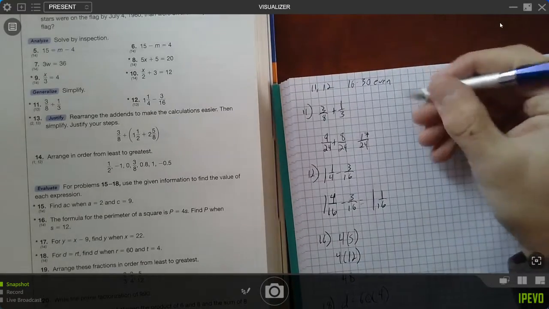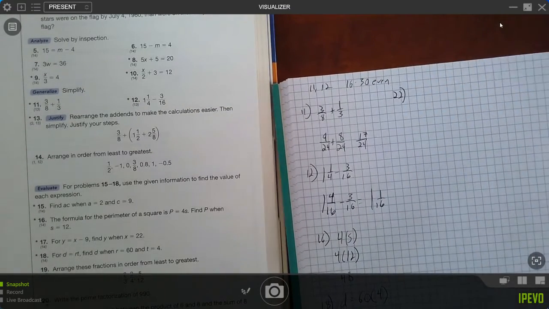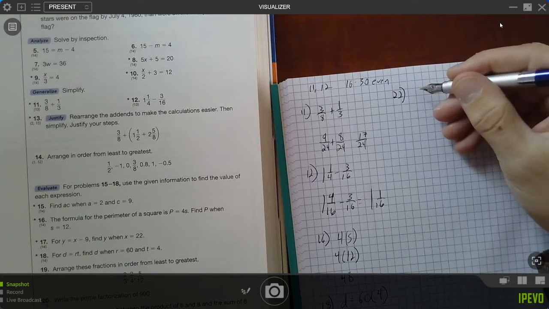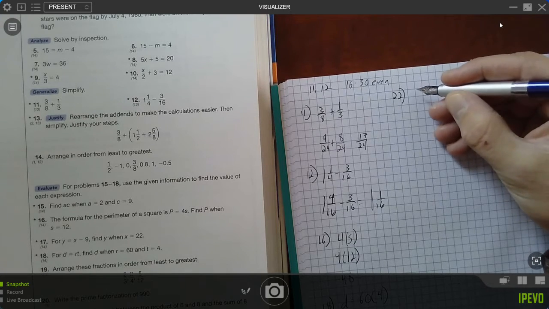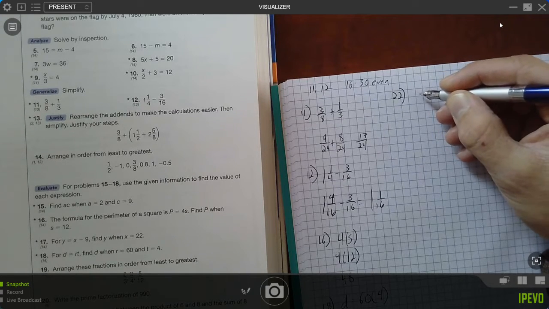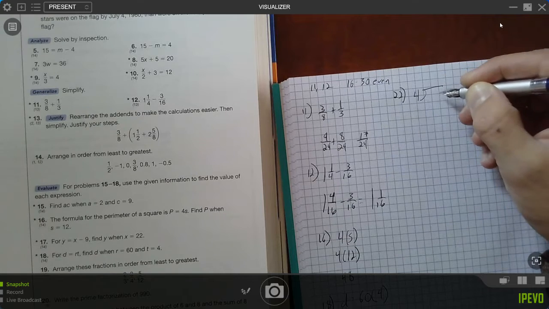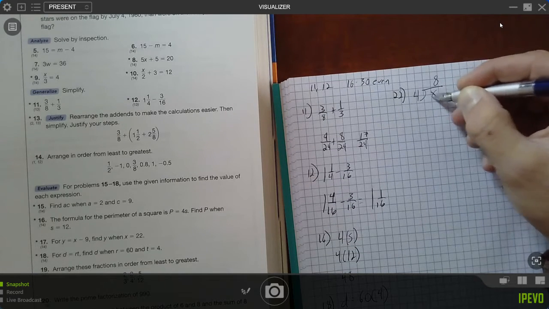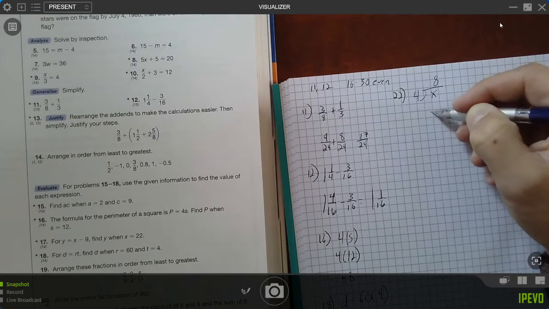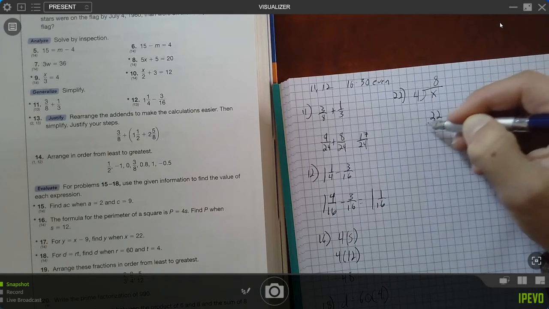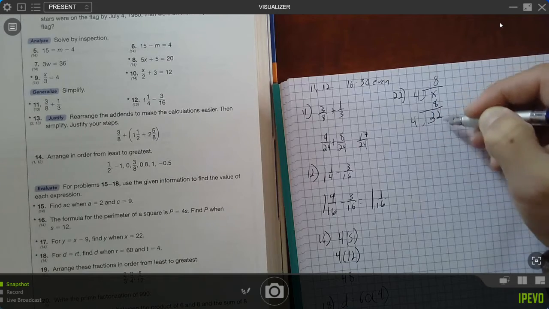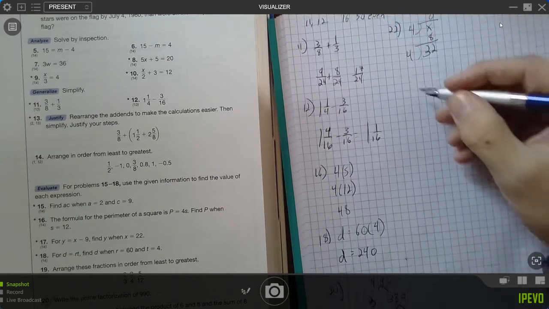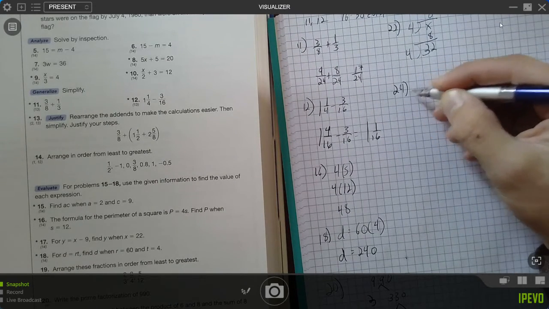Switch over to 22. If 4 is the divisor and 8 is the quotient, what is the dividend? 4 is the divisor, 8 is the quotient. What is that? 4 times 8 is 32. So the dividend is 32. 24.